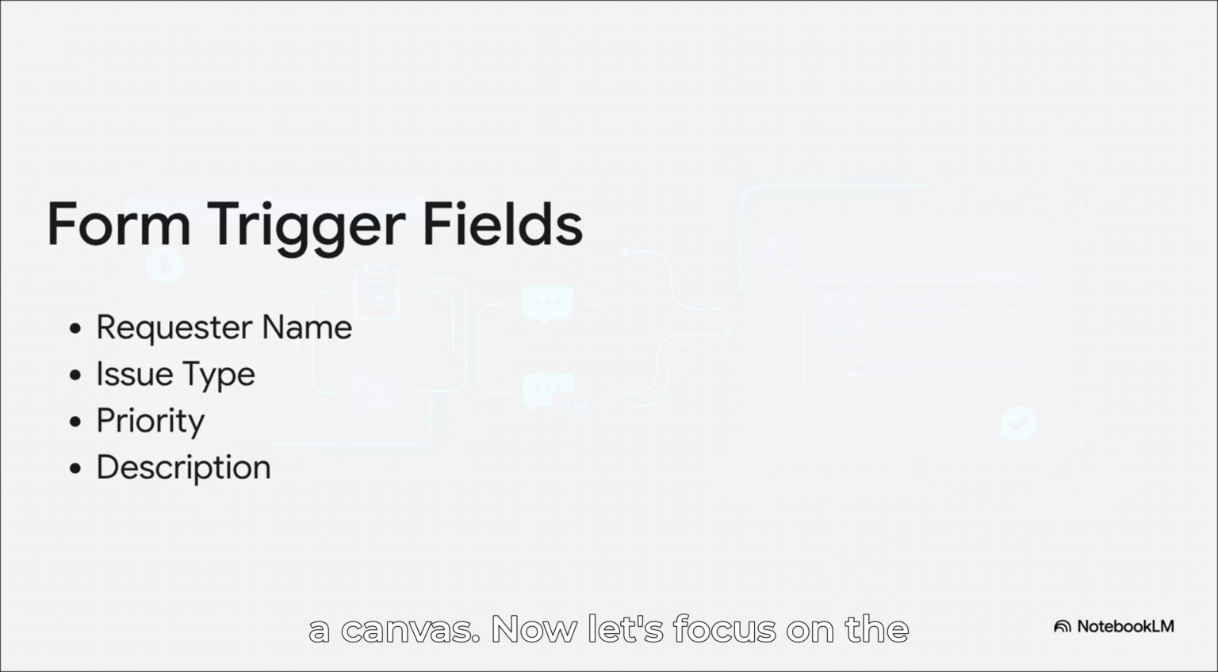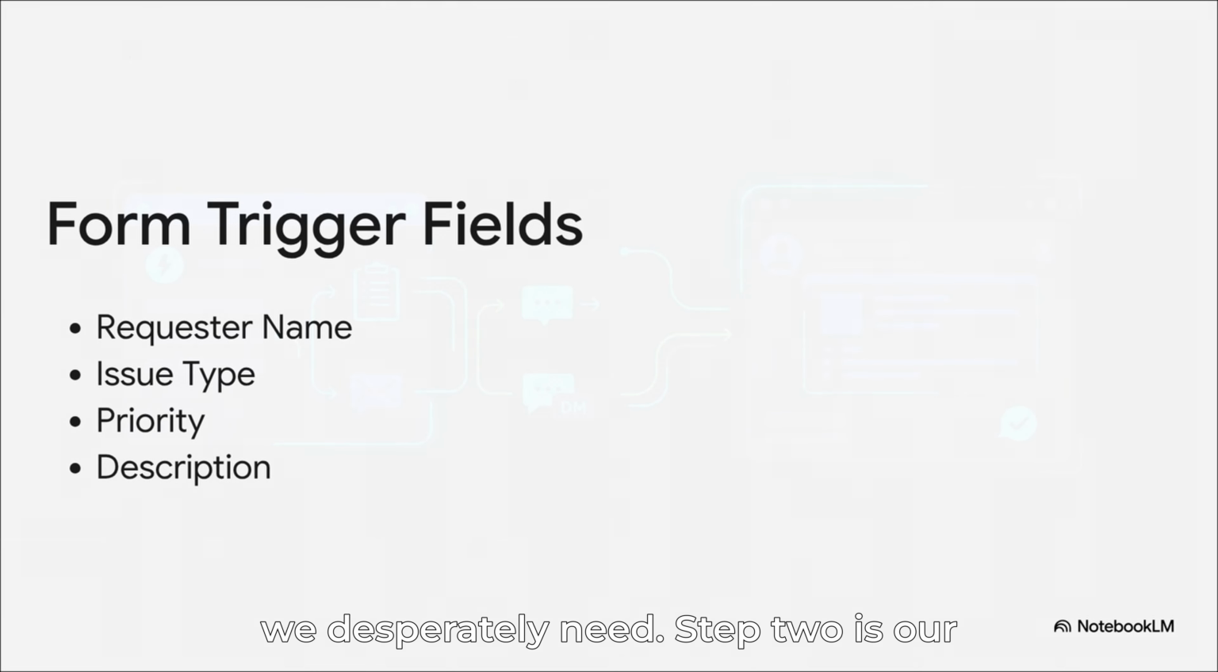Now let's focus on the form itself. This is our step. When someone clicks that link, a form pops up. We need to configure some very specific fields here: requester name, issue type, priority, and a description. See, we're forcing the user to give us structured data. No more, "hey, it's broken." They actually have to tell us exactly what is broken and how urgent it is. These are those structured guardrails we desperately need.